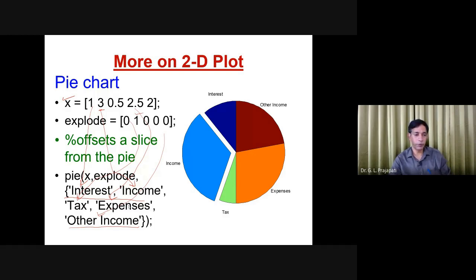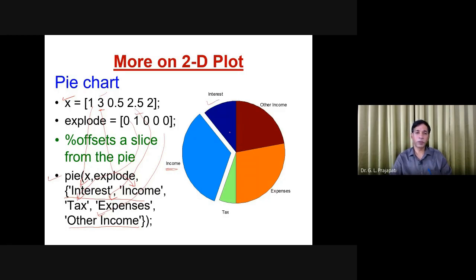So if you enter this command, pie x, explode, interest, then you are getting this. Now you can see that income is this. So bigger area, you know that this is the income. Income is the second form, means this is the bigger one. Then you have the interest, and which one is the interest you can see here. The first one is the interest. So first one is the interest means this is the value.